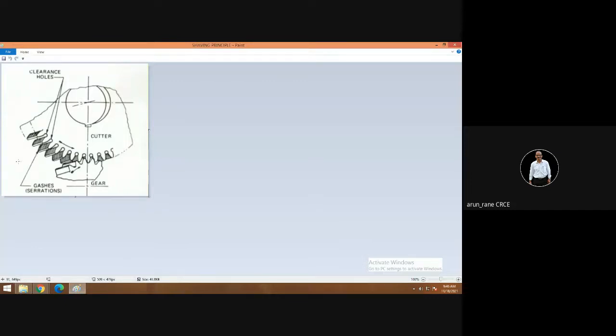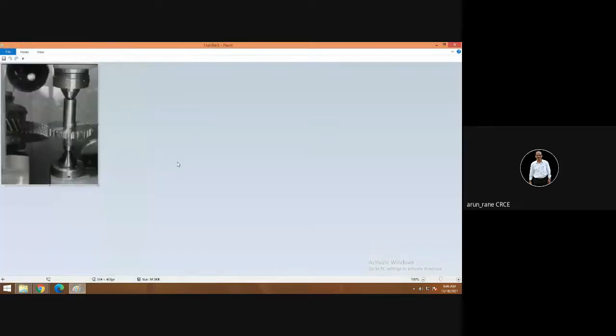So the shaving cutter will look like this. It has gashes across the teeth. These are called the gashes. It has gashes or serrations across the teeth. This is a gear shaving cutter, and this is a finishing operation.